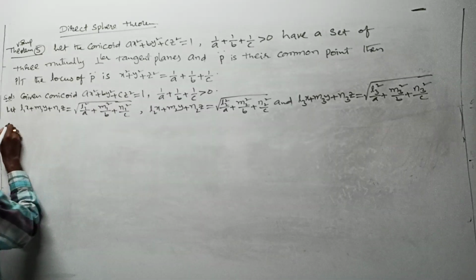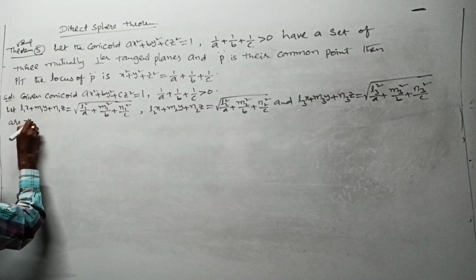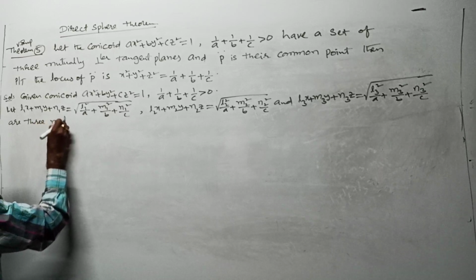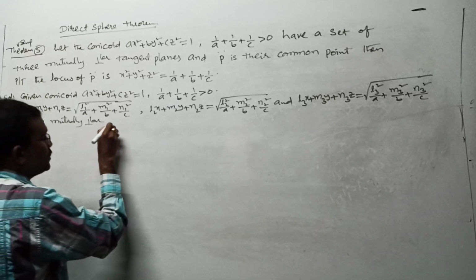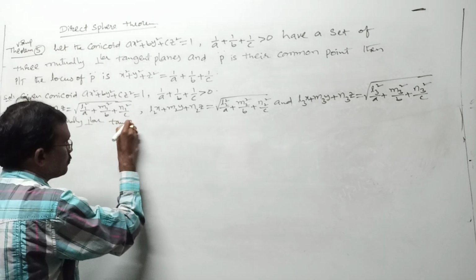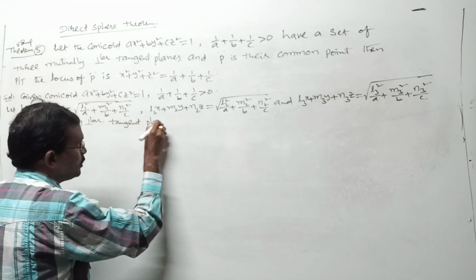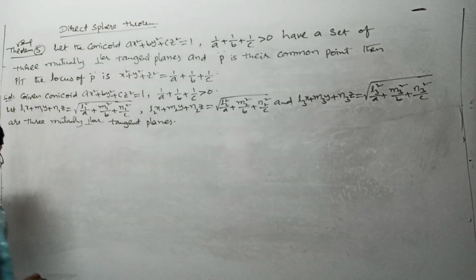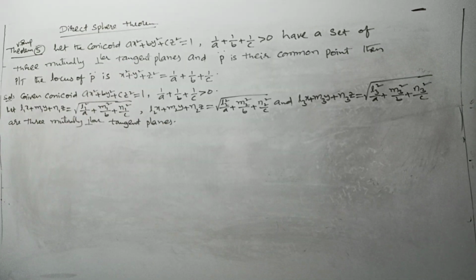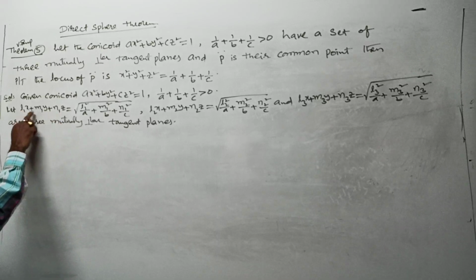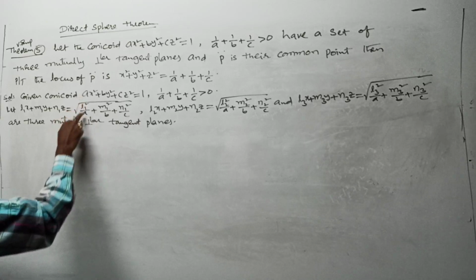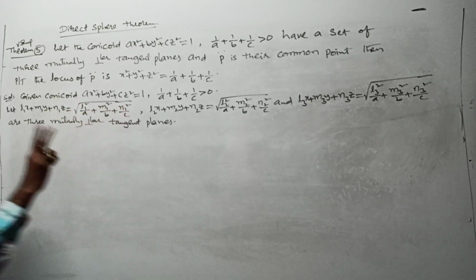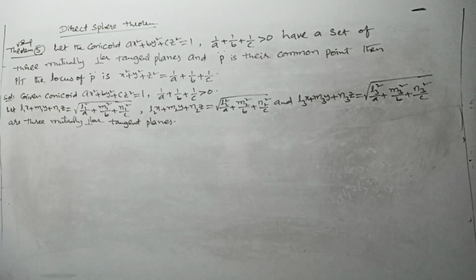These are three mutually perpendicular tangent planes. I think you understood this. Actually Lx plus My plus Nz equal to p, but p is square root of L square by a plus M square by b plus N square by c, according to theorem number 2. Like that we have taken three planes.